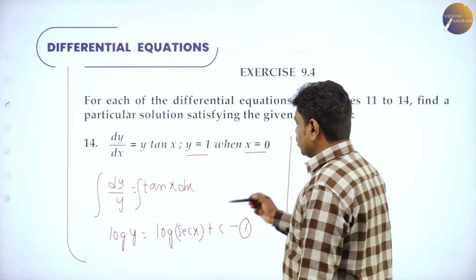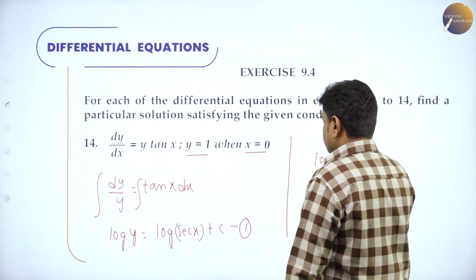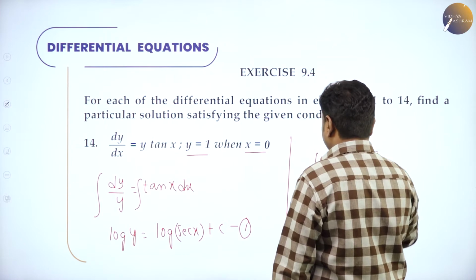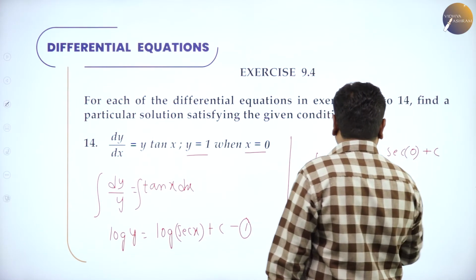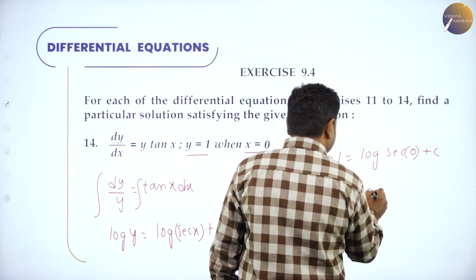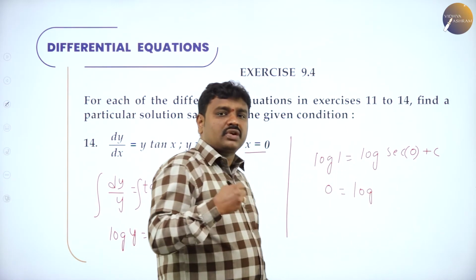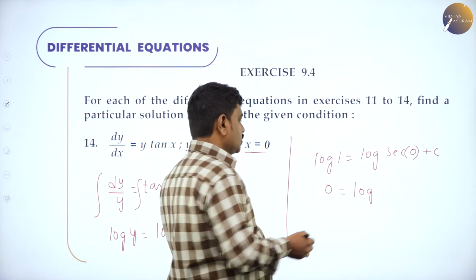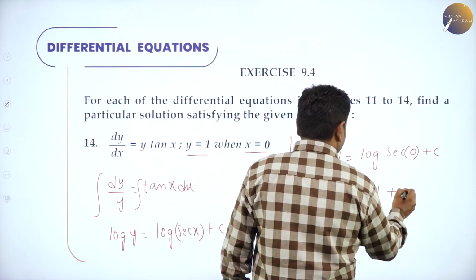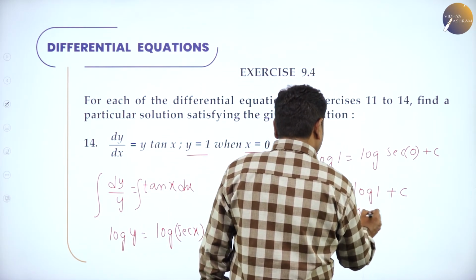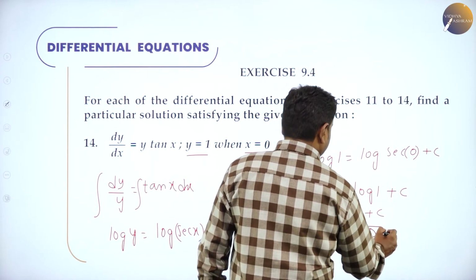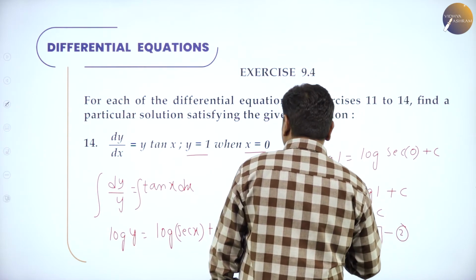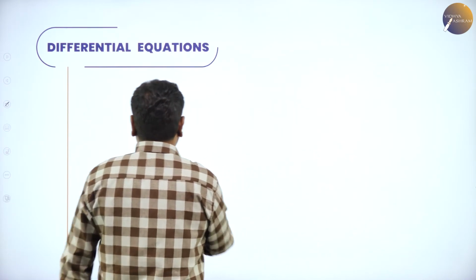And they told us y is 1, x is 0. In the place of x put 0, in the place of y put 1. So LHS becomes log 1, RHS becomes log of secant 0 plus c. Now log 1, all of you know, is 0. Secant 0 is the reciprocal of cos 0. You know cos 0 is 1, so secant 0 is also 1. So we'll get log 1, which is again 0. So c is 0. So again you got the c value as 0. Call it equation 2. Substitute 2 in 1.